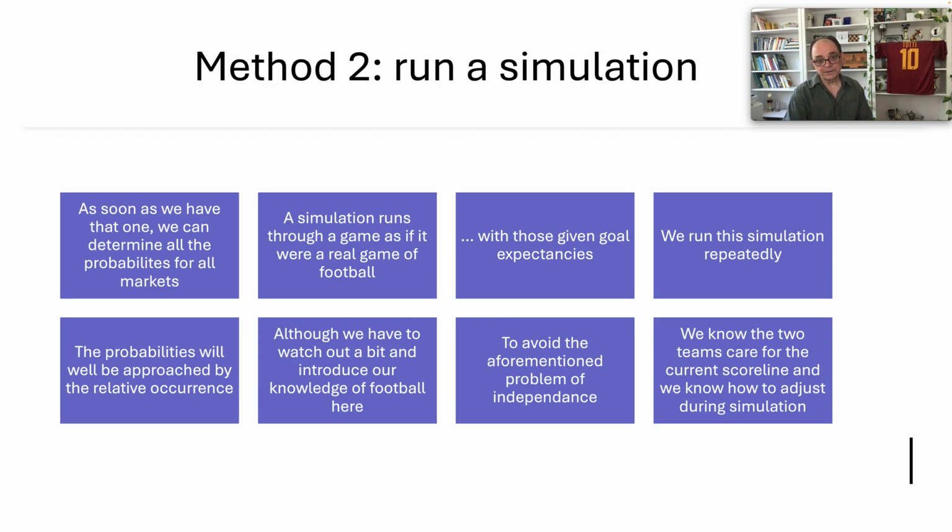Although we have to watch out a bit and introduce our knowledge of football here, so the simulation still has to be handled with care to avoid the aforementioned problem of independence. Because if I simulate it just as if it were a Poisson distribution, then it would have the same problem of independence. We know the 2 teams care for the current scoreline, and we know how to adjust during the simulation. This is something I found already in 1990, and it's doing its job.